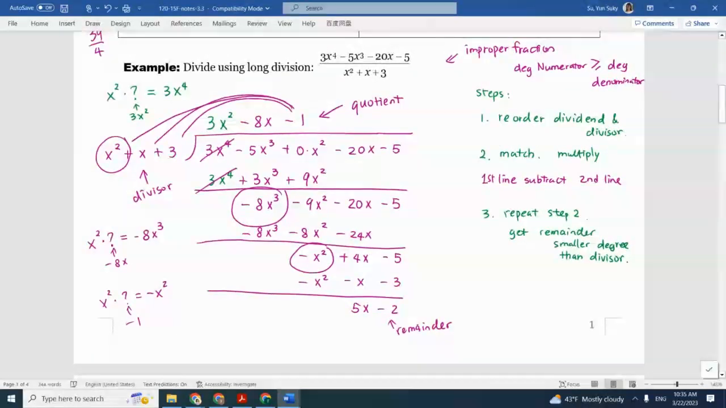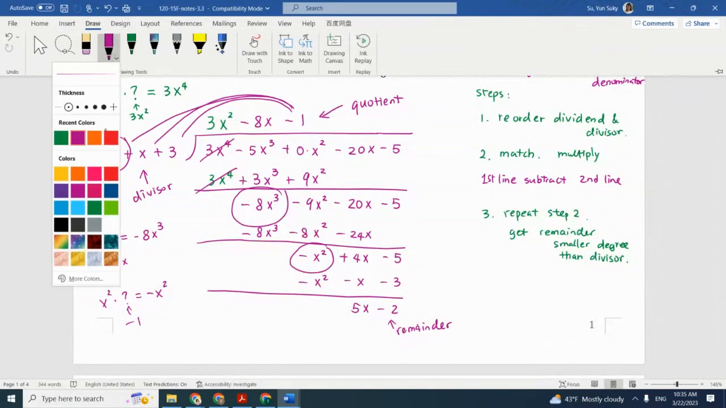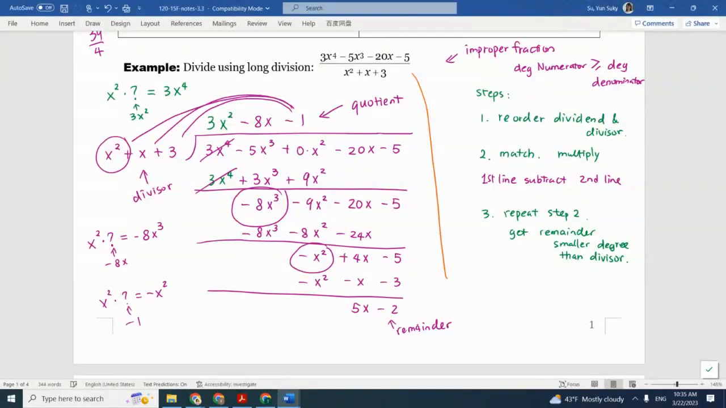So therefore, what is our answer? You can say this fraction equals the quotient, 3x squared minus 8x minus 1, plus the remainder, 5x minus 2, over the divisor, x squared plus x plus 3. So far, so good, everybody? Yes. So this is how we divide polynomials.